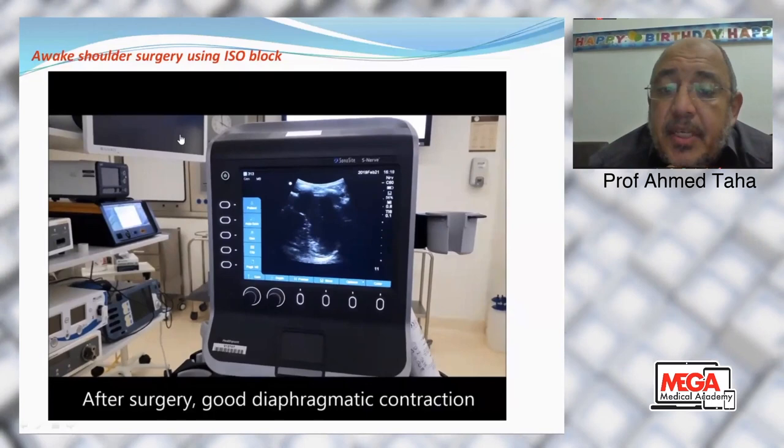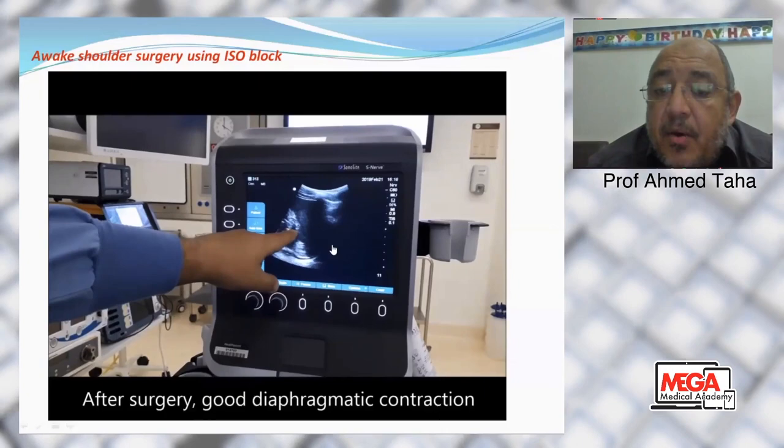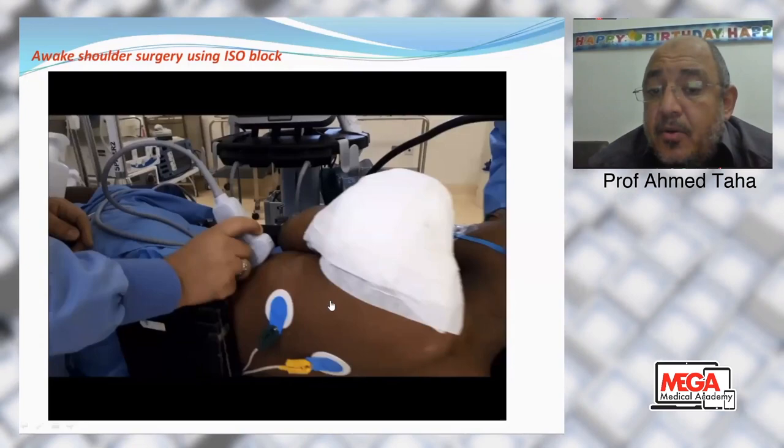So as you see here, this is the liver, this is the kidney, and this white line is the diaphragm. When the patient breathes, the diaphragm pushes the liver and kidney downward, and so we see that the patient has a good diaphragmatic function.